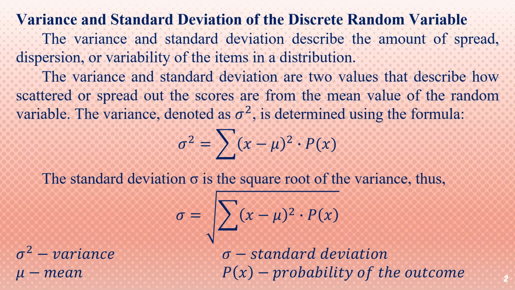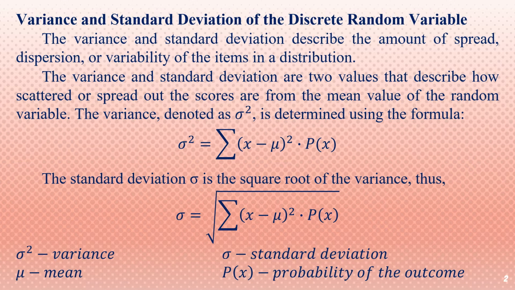The variance and standard deviation of the discrete random variable. The variance and standard deviation describe the amount of spread, dispersion, or variability of the items in a distribution. They are two values that describe how scattered or spread out the scores are from the mean value of the random variable.